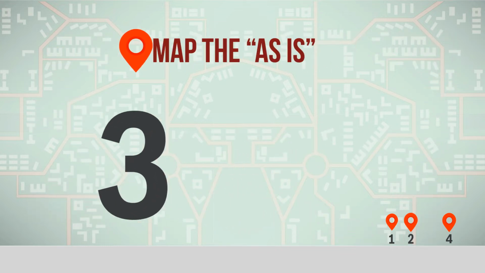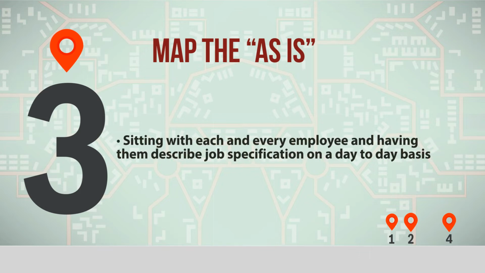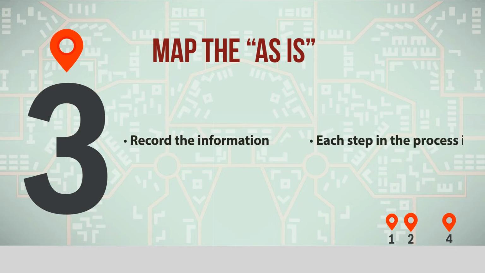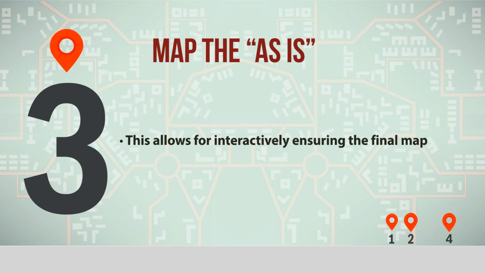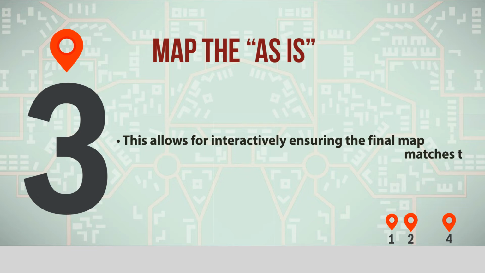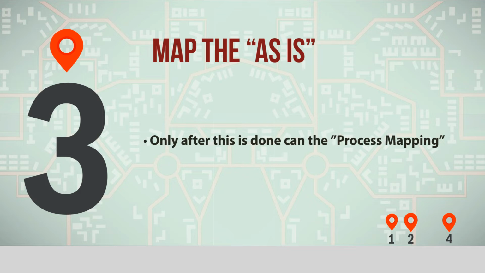Step 3. Map the as-is. This involves sitting with each and every employee and having them describe job specification on a day-to-day basis. Record the information. Each step in the process is recorded and built in front of the individual completing the work. This allows for interactively ensuring that the final map matches their understanding of the work. Only after this is done can the process mapping be completed.